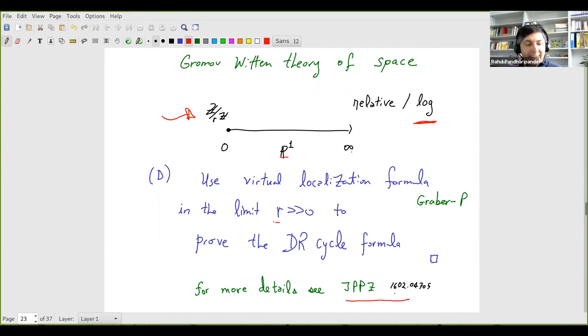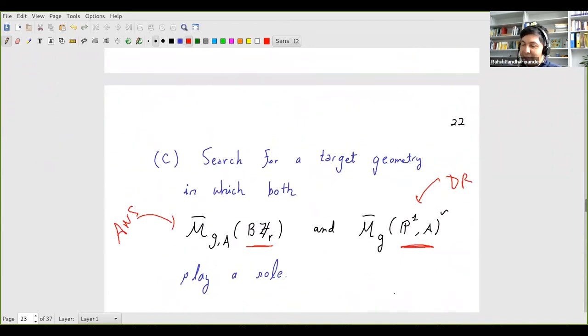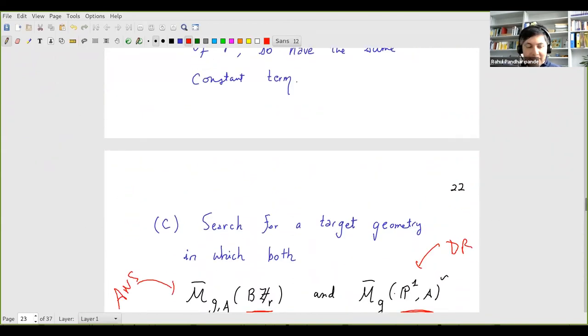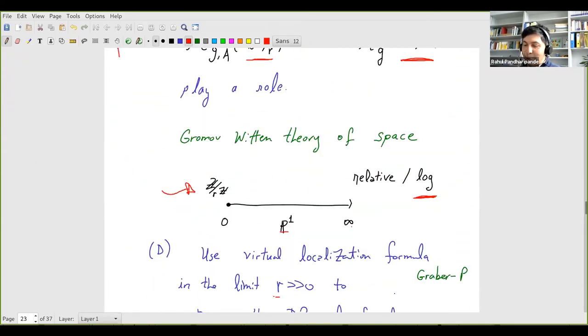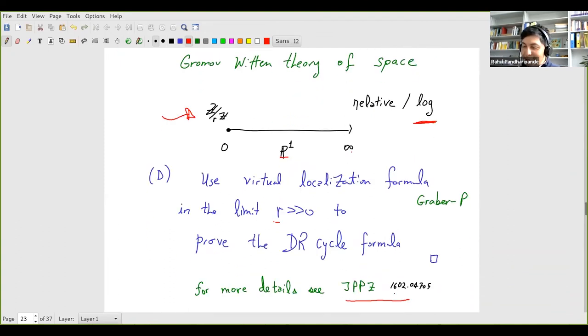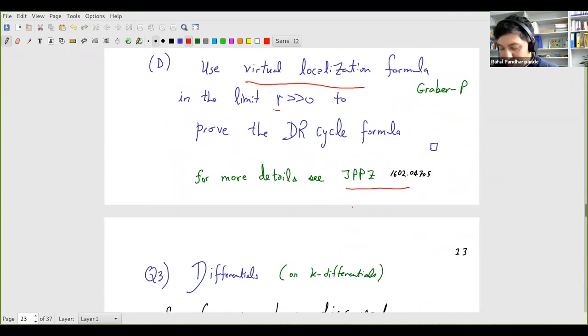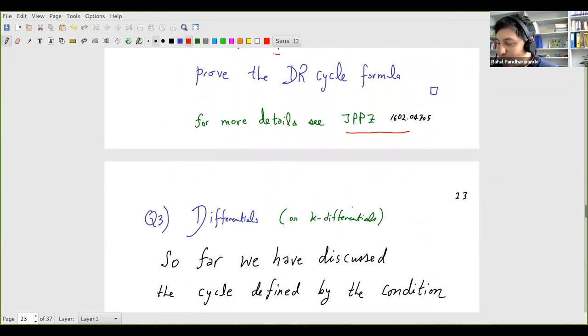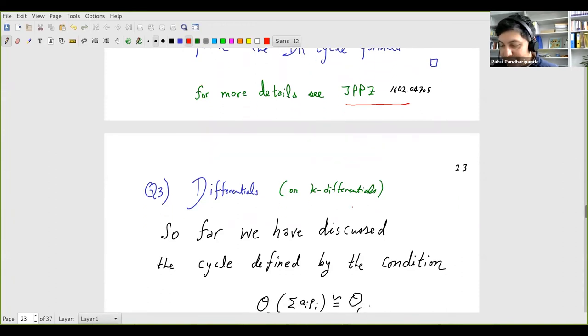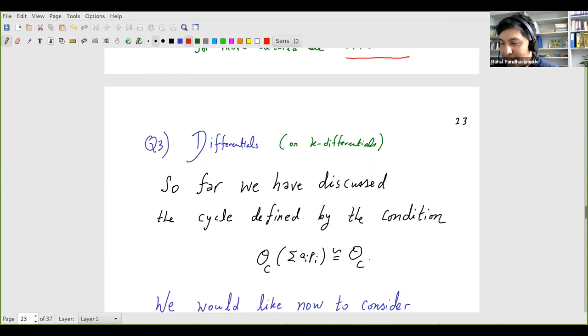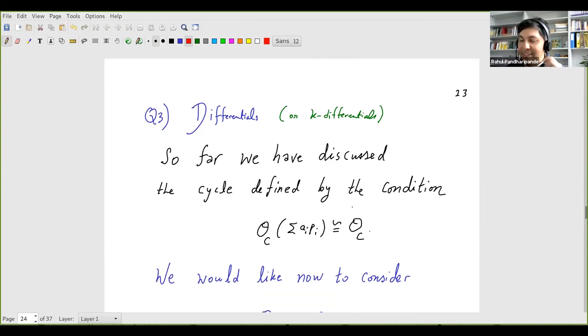But conceptually, the proof is exactly that: to use the formula to see that it has something to do with BZR. Then you put BZR in your space, and then you can use these various geometric equations using that BZR. And of course, the C star action. You have to keep the C star action. That's how you can use this localization formula. Okay, so that's more or less all I want to say about the proof. You can look at the paper if you want more details. So now we come to the third part of the talk, which is the third question, the differentials.